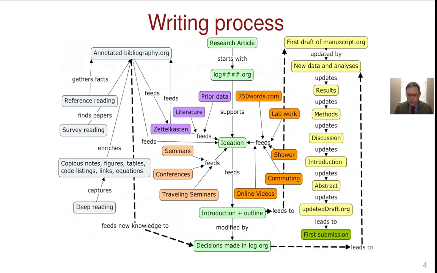So my writing process involves having the writing log at the center of the process. That's where I begin the writing project. On the right, I have the manuscript with all its components highlighted in yellow. On the left, I have the annotated bibliography.